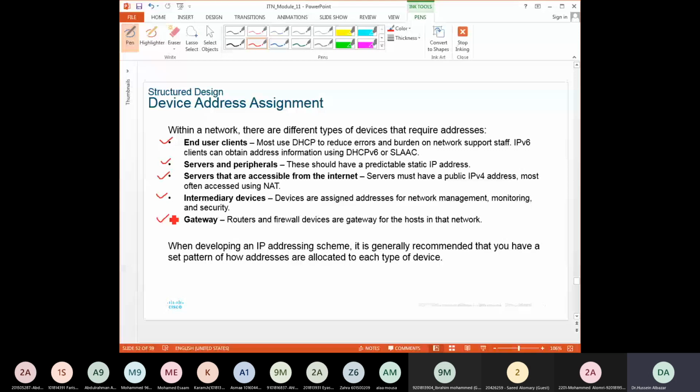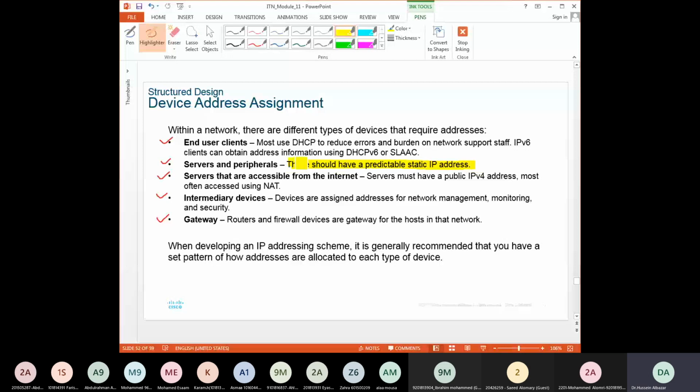In a network, we will also have servers. These servers or the peripherals require access from the internet. So for sure the IP address will be a static IP address. It will be a public IP address. We can configure these types of devices with a public static IPv4 address to be accessed through the internet. And usually we use NAT, network address translator, to access these devices.